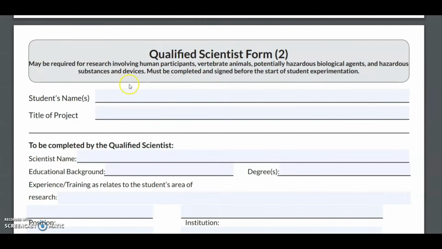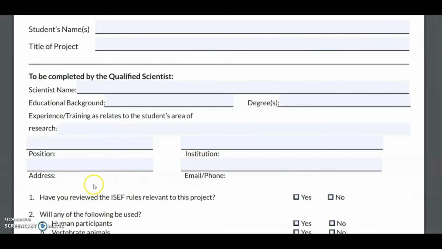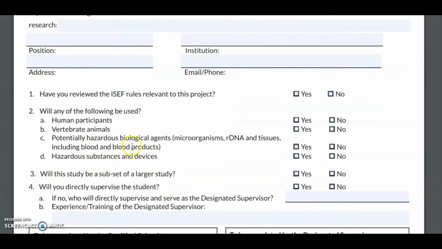This includes the student's name, the title of the project, and of course, the part to be completed by the qualified scientist, which includes his name, the educational background, the degree, and the experience or training. This will be completed by the QS. So, for example, have you reviewed the ISEF rules relevant to this project? This will be completed by the QS.